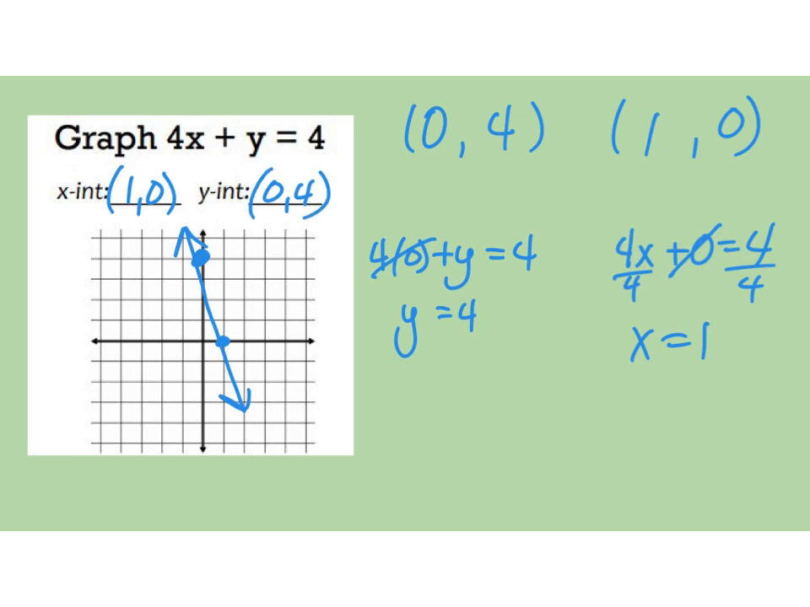But see, finding the zeros makes it super easy to graph. Again, if it ever says just a 0, like 1, 0, that's where you will be looking for the x-intercept.